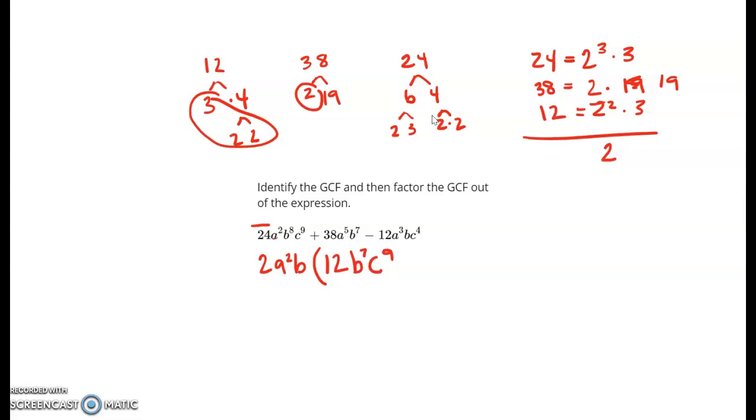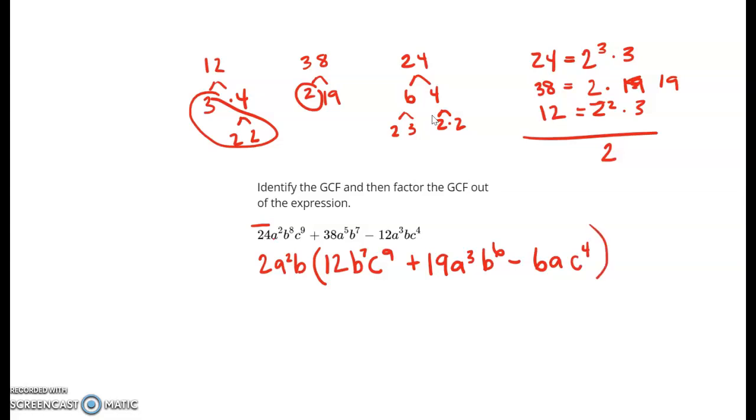Okay? Second one, again, divide by 2. We have that same sign, plus 19. A squared got taken out, so we have a cubed left. A b was taken out, so we just take one of those b's off, so b to the 6th. The last one, 12 divided by 2 is 6. A cubed, we have an a squared taken out, so just one a is left there. A b is taken out, so no b, and then c to the 4th.